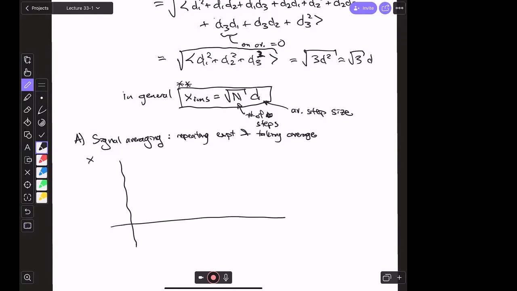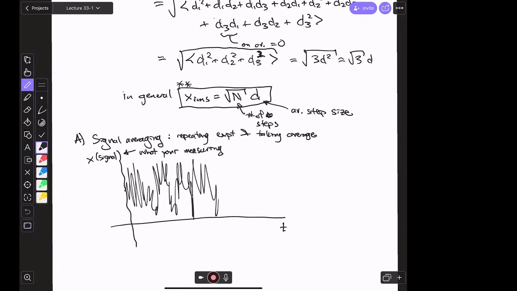Let's say we're plotting on the vertical axis X, which is called the signal. This is what you're measuring. And it might be the mass of something, or the length, or the speed, or the reaction rate, whatever it is that you're measuring. You get a number, we can plot it, and we're plotting it as a function of time because maybe you're just monitoring the signal continuously, or maybe you're repeating the experiment. So anyway, there's always going to be some noise like this. So there's always some fluctuations about the average value X naught.